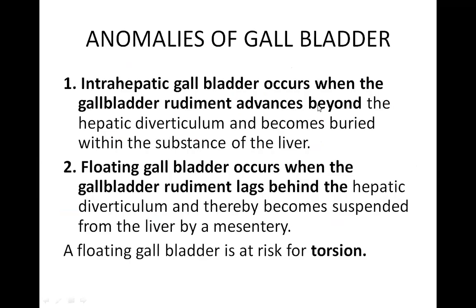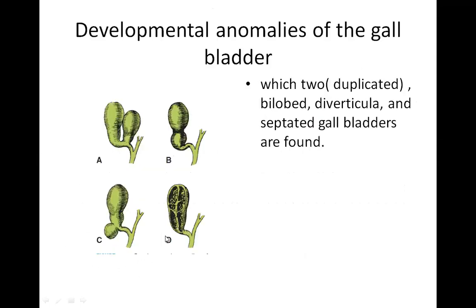Now the anomalies of the gallbladder. So there may be intrahepatic gallbladder, which occurs when the gallbladder rudiment advances beyond the hepatic diverticulum and it gets buried into the substance of the liver. Then there is a floating gallbladder, which occurs when the gallbladder rudiment lags behind the hepatic diverticulum and thereby it becomes suspended from the liver by a mesentery of itself. Then a floating gallbladder, it is at a risk for torsion.